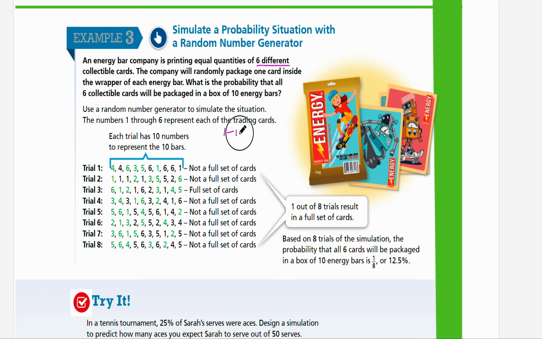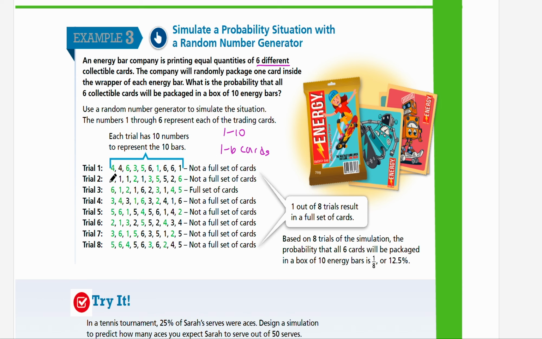We have numbers 1 through 10, but numbers 1 through 6 represent the cards, and 1 through 10 would just be representing our sample space, buying these energy bars, and some of the bars don't even have any cards, right? So trial 1, we run the number generator and generate all these numbers. We have 4, 4, 6, 3, 5, 6, 1, 6, 6, 1, and we have 1, 3, 4, 5, 6. We don't have 2. And so it's not a full set of cards.